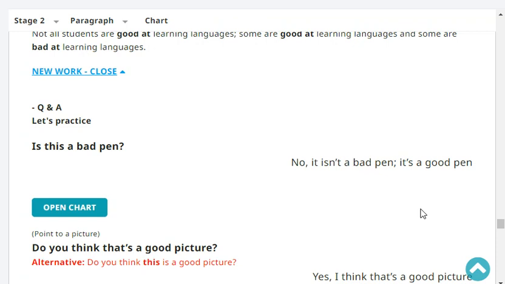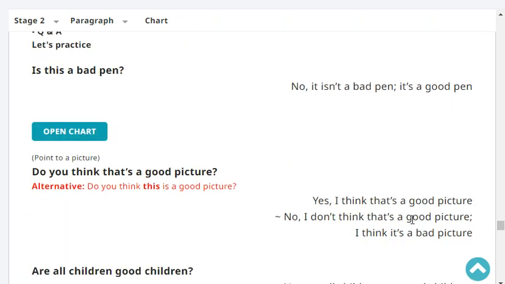No, it isn't a bad pen. It's a good pen. Very good. Do you think that's a good picture? Yes, I think it's a good picture. Very good.